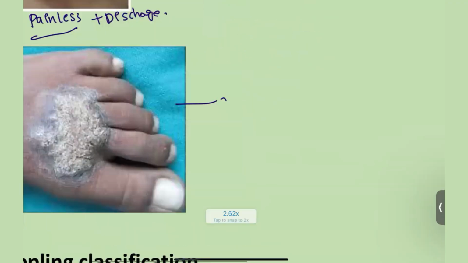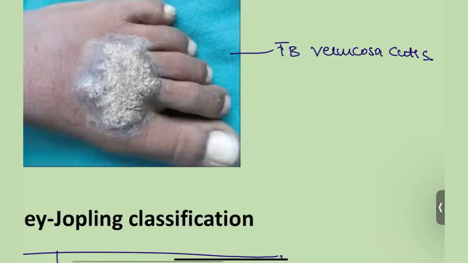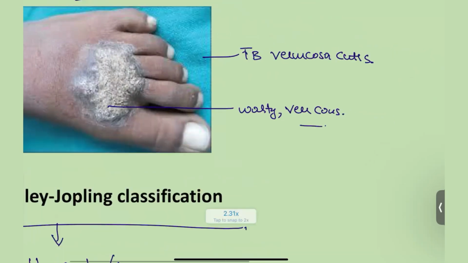Tuberculosis verrucosa cutis. This is the warty appearance, warty and verrucous appearance. Very slow progression will be seen in this patient.